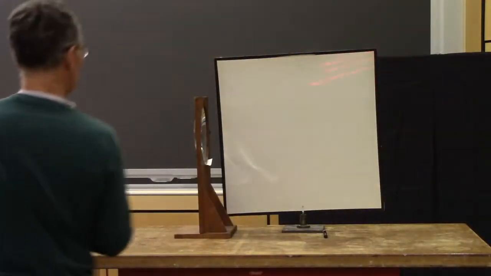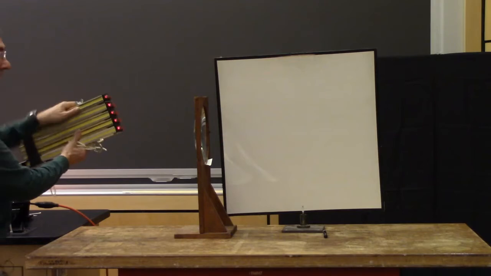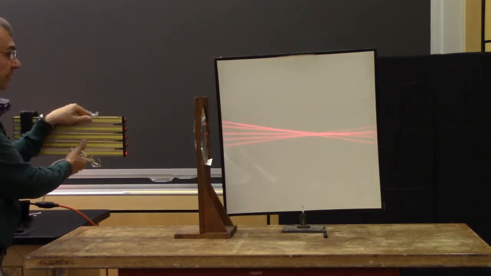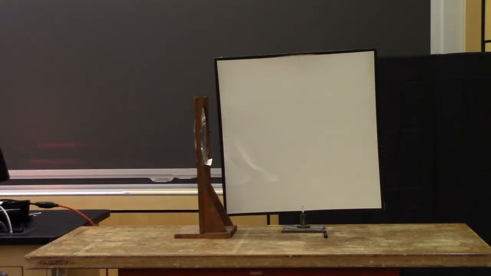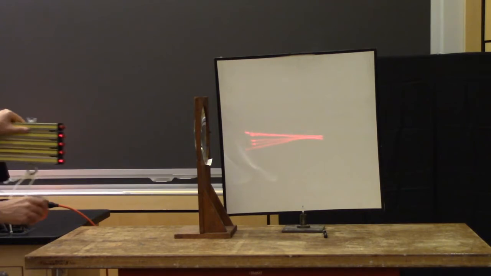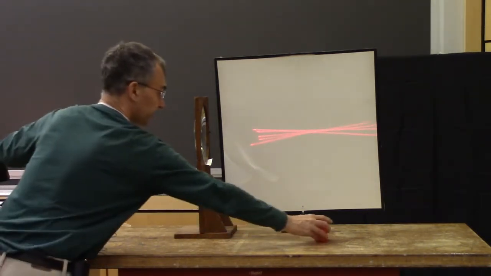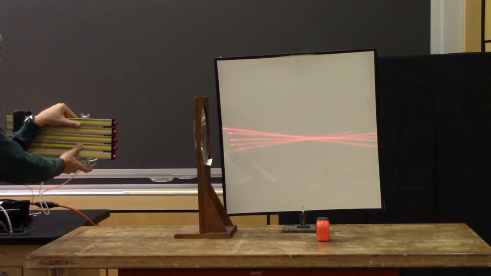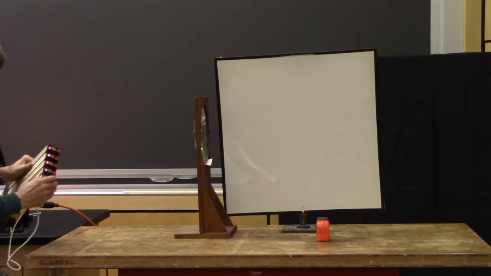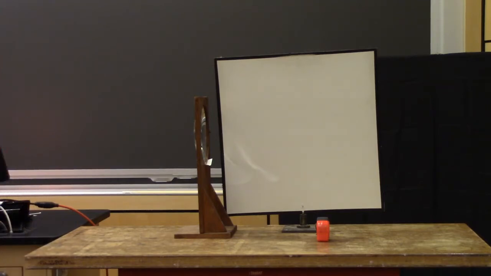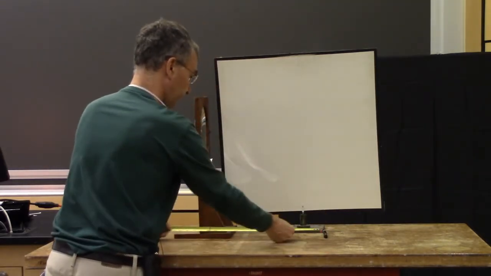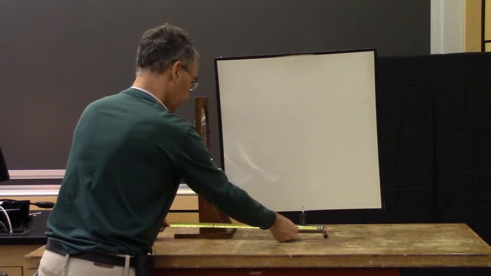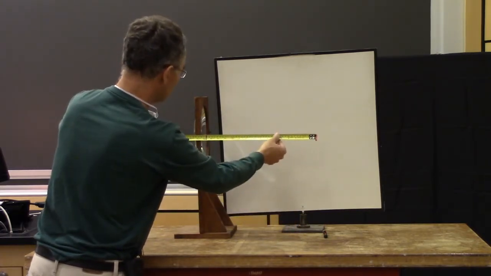Okay, so I can take my parallel beams of laser light and figure out what the focal length of this lens is. And it looks as if the rays come to a focus at about that distance from the lens. And let's see how big a focal length that turns out to be. I think it's something like 40 centimeters. So sure enough, it looks like it's a little over 40 centimeters.